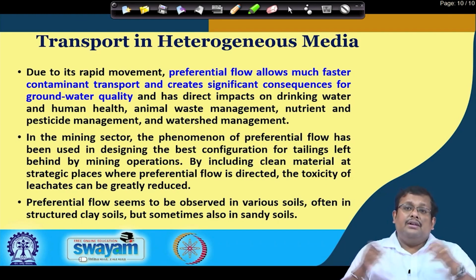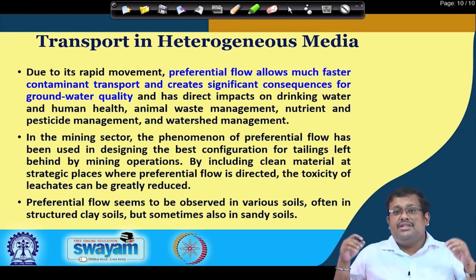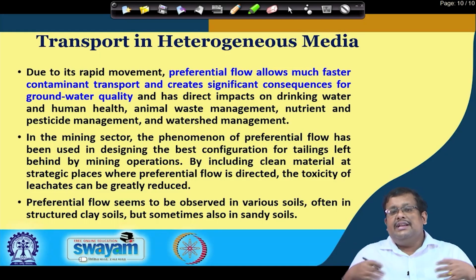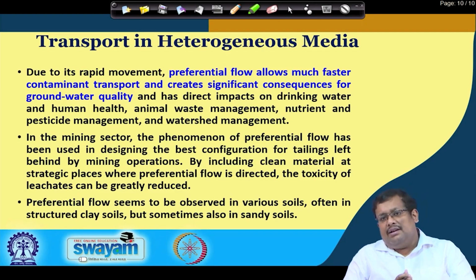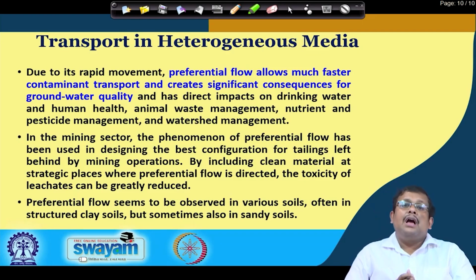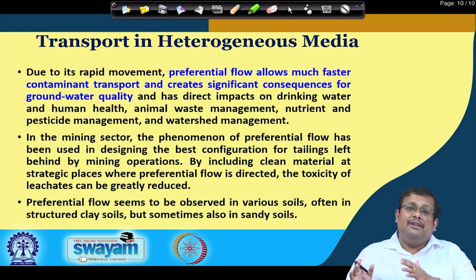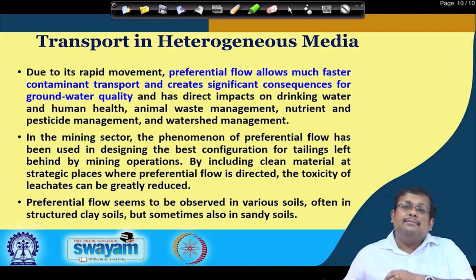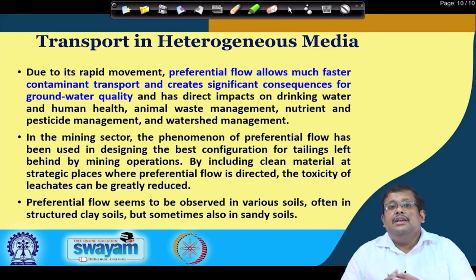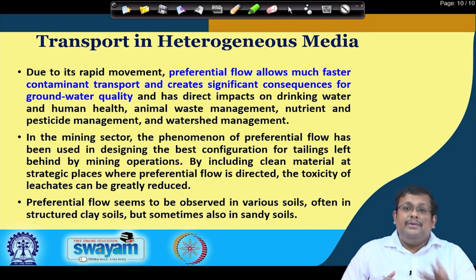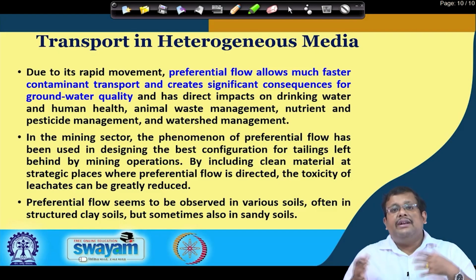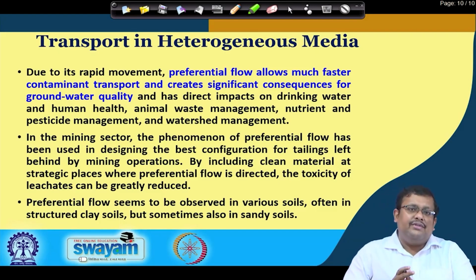Obviously, because when there is leachate through this mine tailing, it carries different types of toxic metals and sometimes some organic chemicals also. However, if we manage better by considering this preferential flow, by putting some clean materials on those places, then you can have a better management of the leachate and consequently better management of pesticide and other environmental contaminant transport.